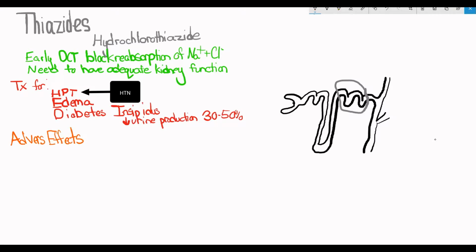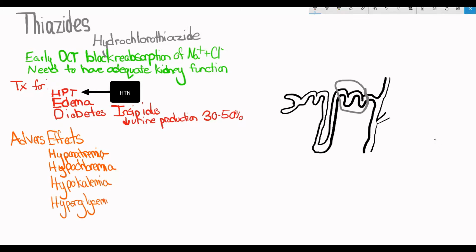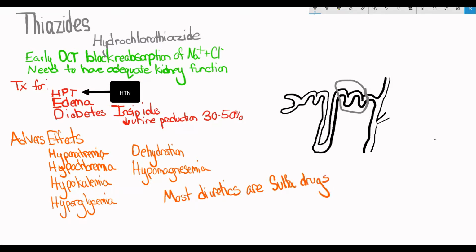Adverse effects are pretty much the same as loop diuretics: hyponatremia, hypochloremia, hypokalemia, dehydration, hyperglycemia, hypomagnesemia. With both thiazides and loop diuretics, you should check for sulfur allergies because most are sulfur drugs.